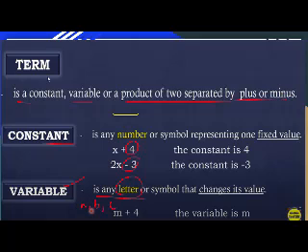Right? So what is a term now? A term is nothing but what they said very clearly. It may be a constant, a variable, or a product of two, separated by plus or minus. What is the meaning of that? Now you know what a constant is, right? A constant is nothing but any number: 3, 4, 5, 6, anything.